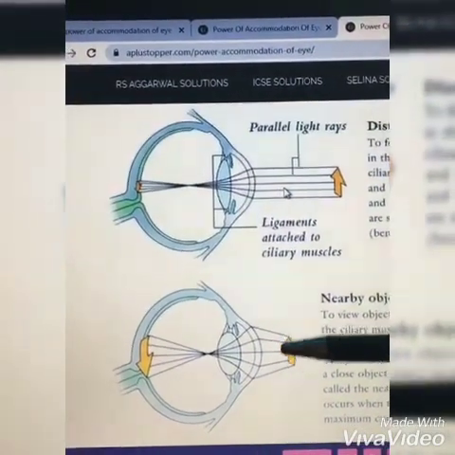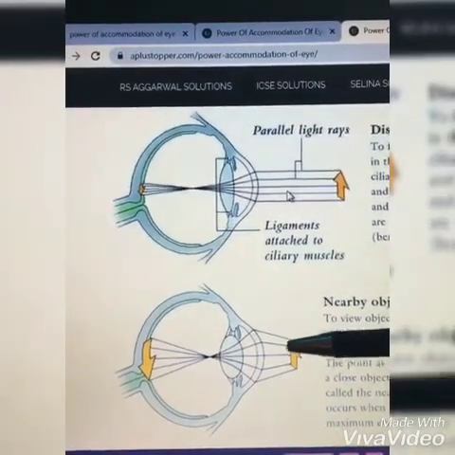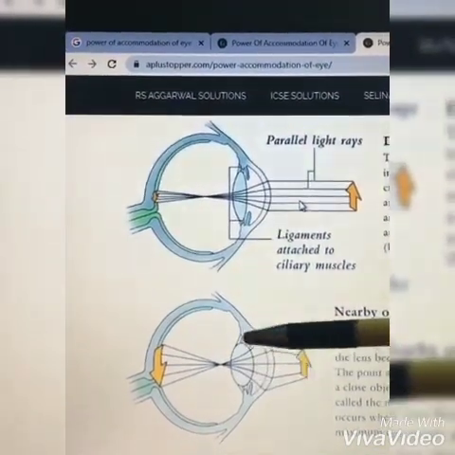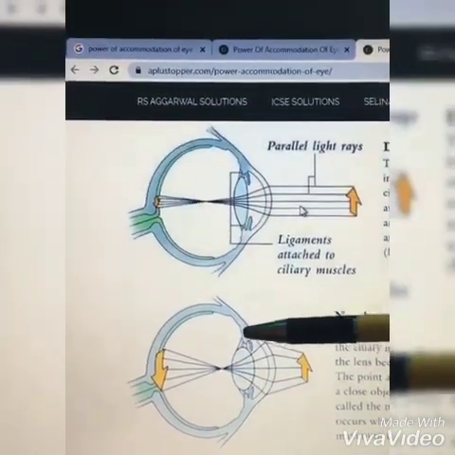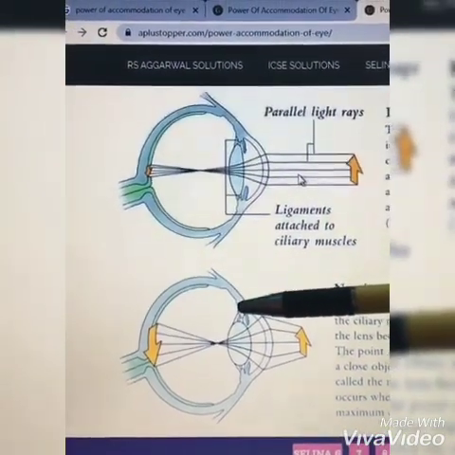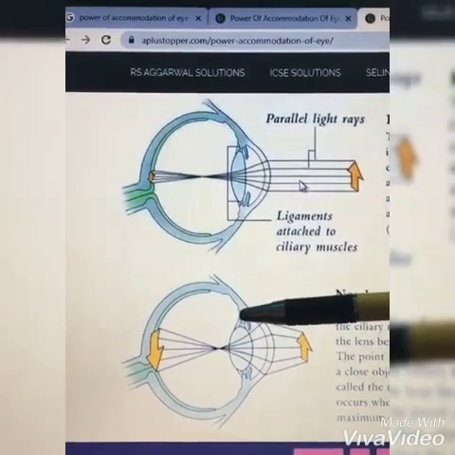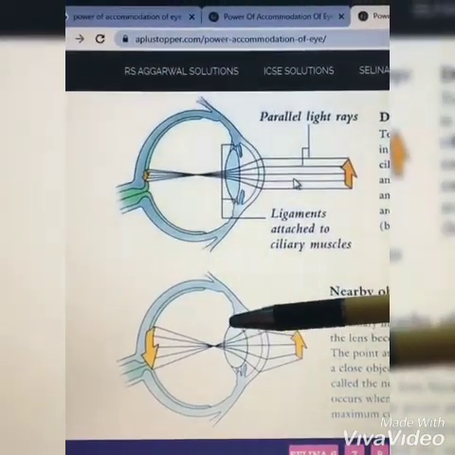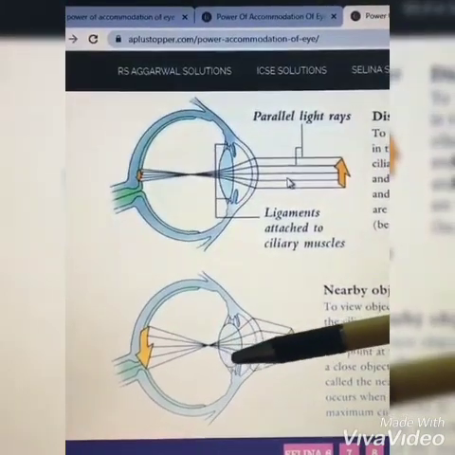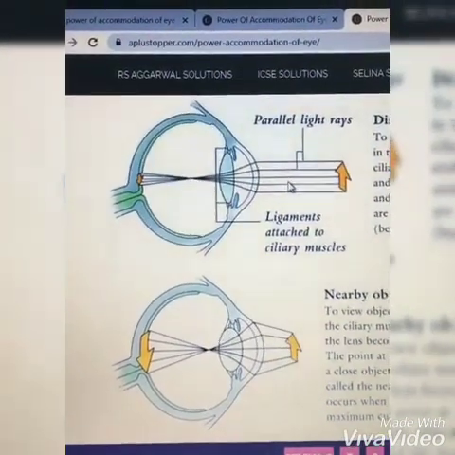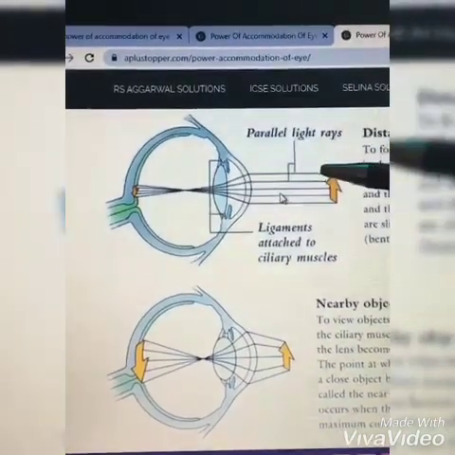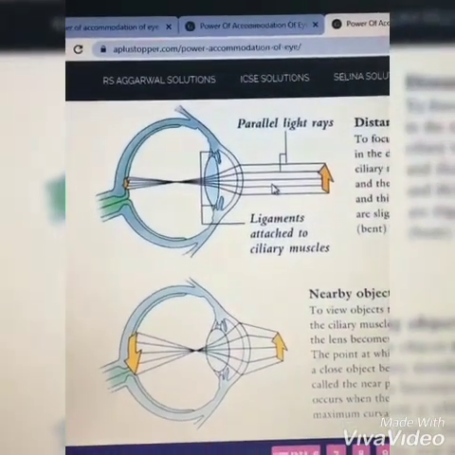Whereas when you are reading books or doing close work, the lens becomes more rounded, because the ciliary muscles contract and become tight, and the ligaments become loose. Because of this, the lens is more rounded as compared to the one above, when you are looking at the far objects.